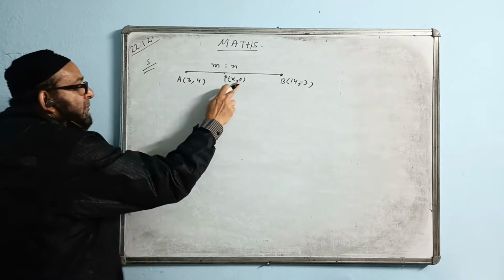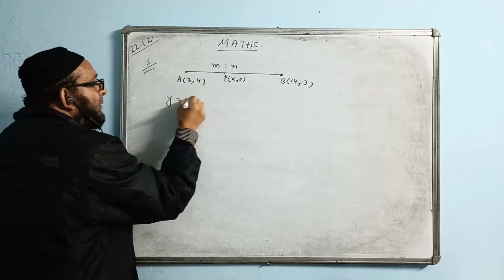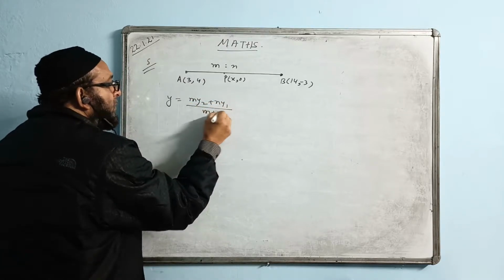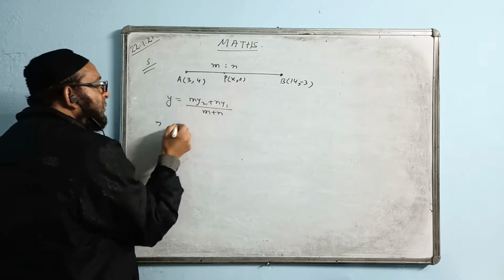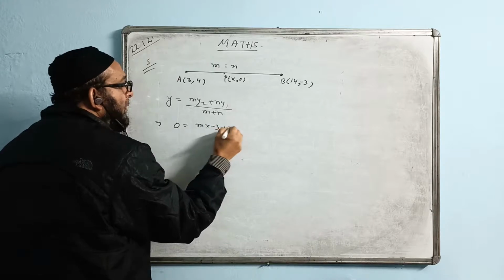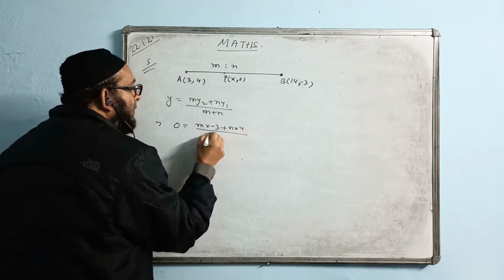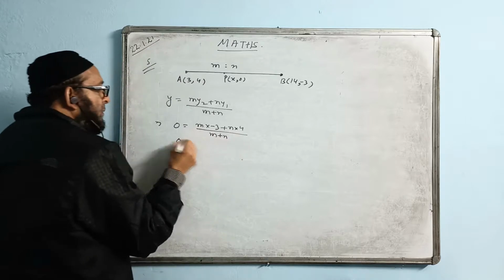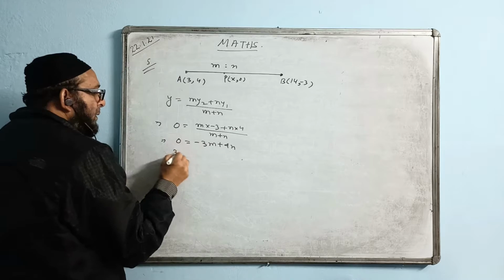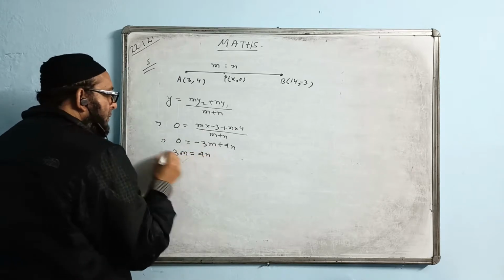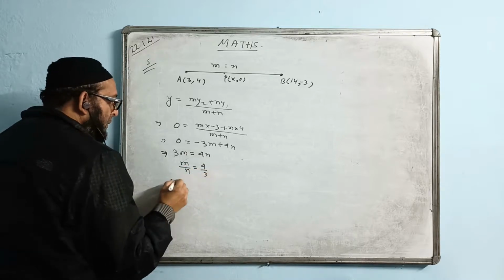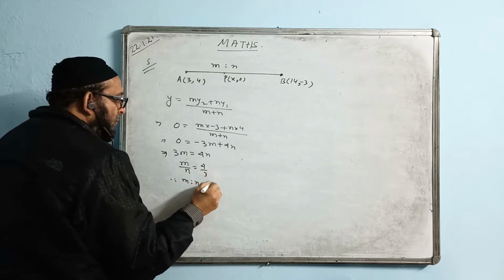First we find the ratio, that y coordinate is known. We use the formula y equals my2 plus ny1 by m plus n. Putting the value y is 0, and y2 is here -3, and y1 is 4 by m plus n. This is coming 0 is equal to -3m plus 4n. This will come this side. 3m is equal to 4n, and then m by n value will come 4 by 3. Therefore ratio comes m is to n, 4 is to 3.